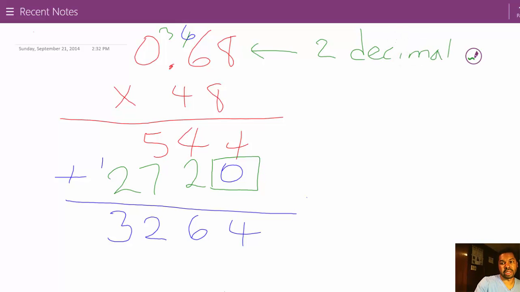So we have 2 decimal places on the top. We don't have any decimal places in the bottom. At least we don't have any ones in a decimal place that we actually need. So when I get my final answer, I have to remember those 2 decimal places. So I move my invisible point 1, 2 here to get my 2 decimal places. So that's my answer, 32.64, as I show you in the book. Alright, so that's how they do that.